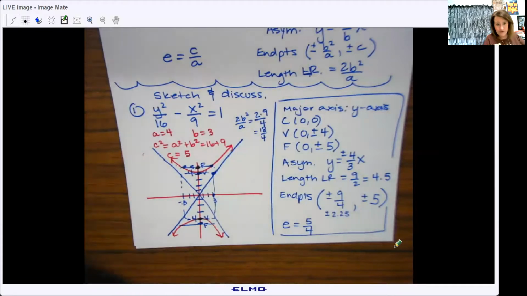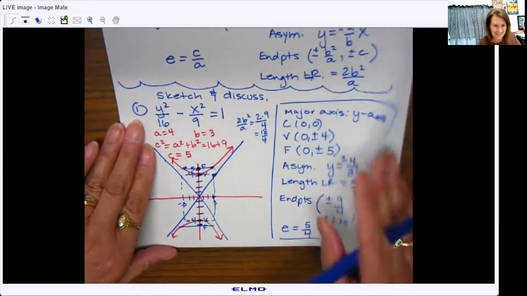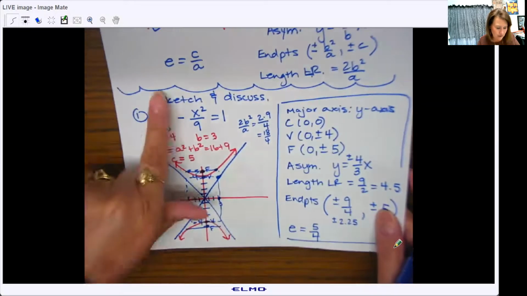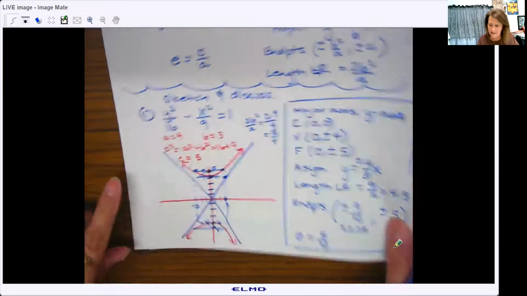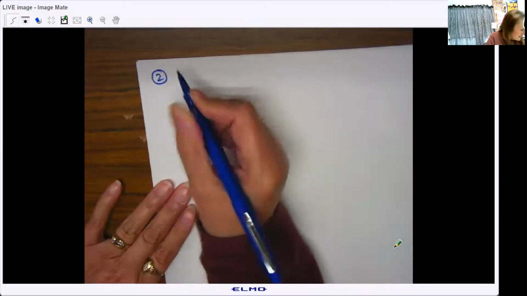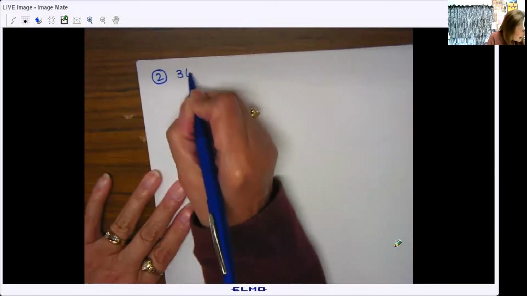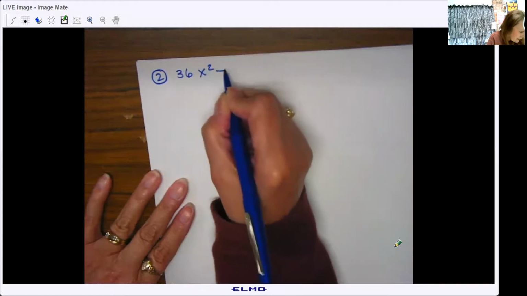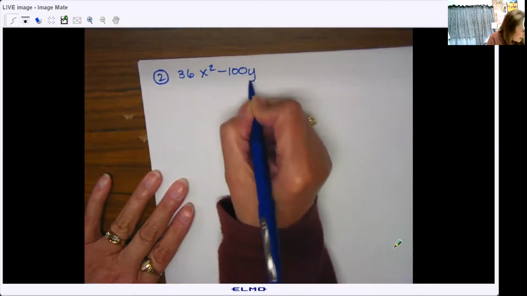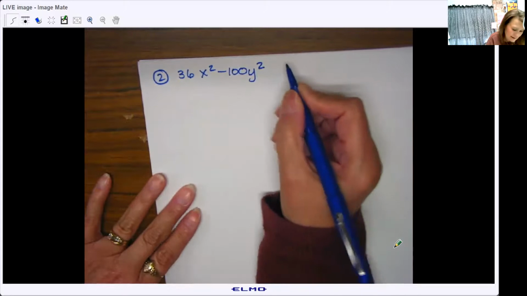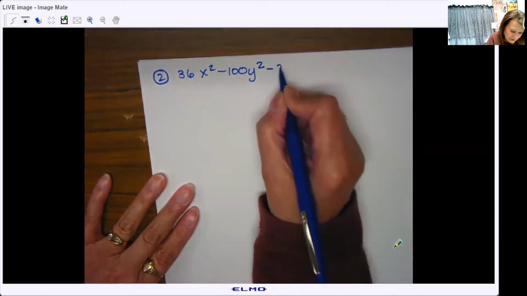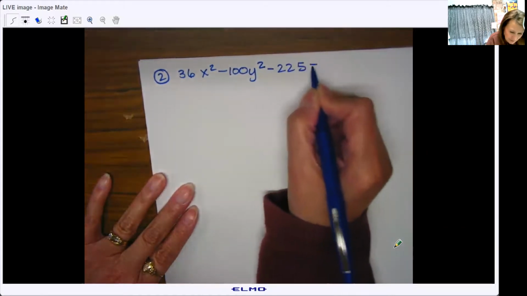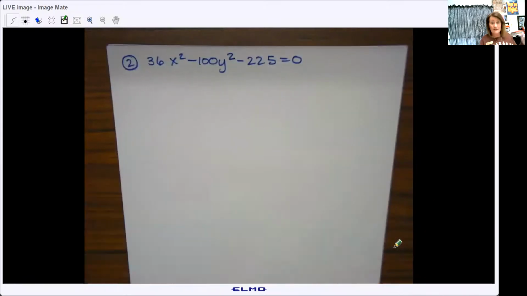Okay, well, you know they're not always set up so beautifully like that. So let's try one where the equation doesn't look quite right to start with. Still the same direction, sketch and discuss. How about 36x squared minus 100y squared minus 225 equals 0. It's a sketch and discuss.